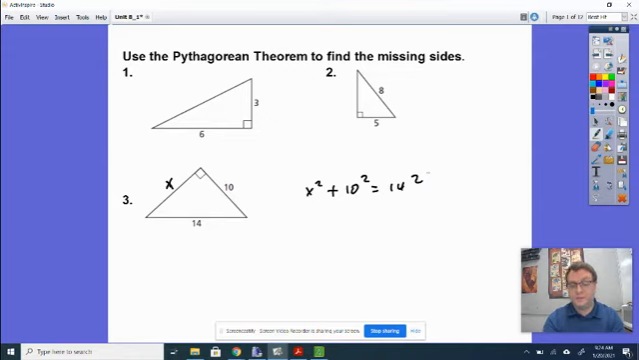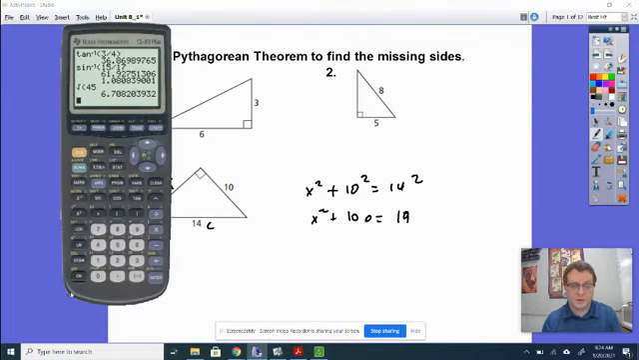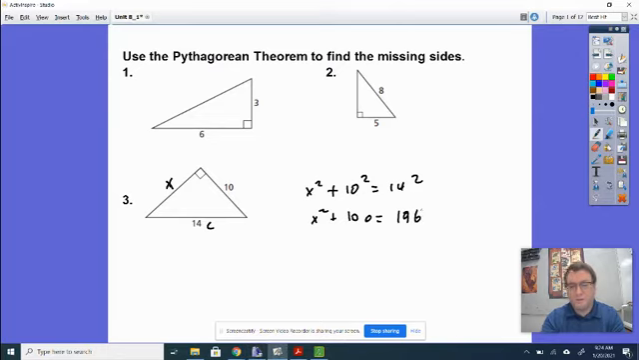Okay, so there's my setup, again, with that longest side being c. So we're going to get 100, and then let me just double check that. 14 squared, 196, yep. Okay, and then we need to get x by itself, so we're going to move that 100 over.